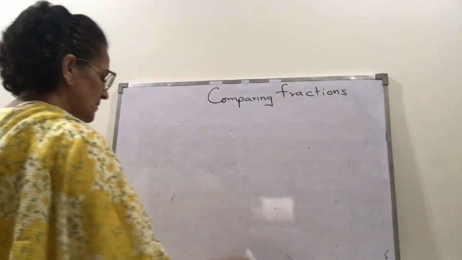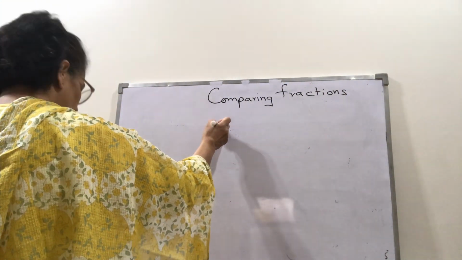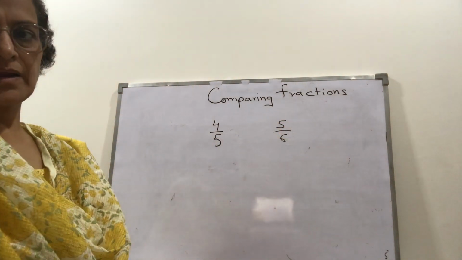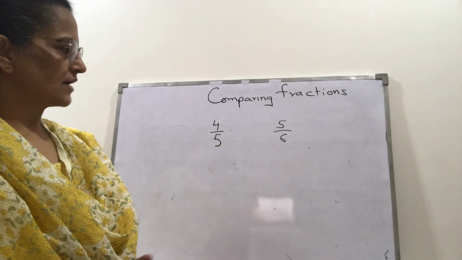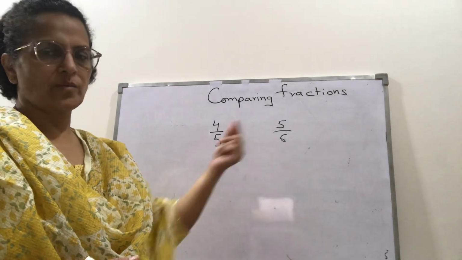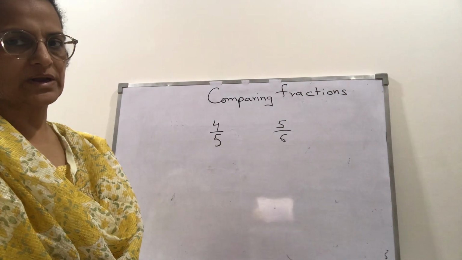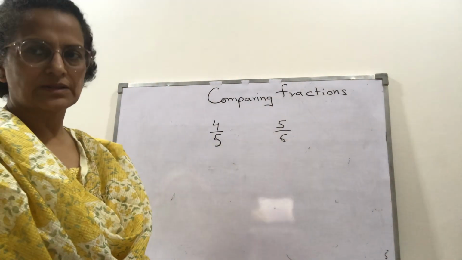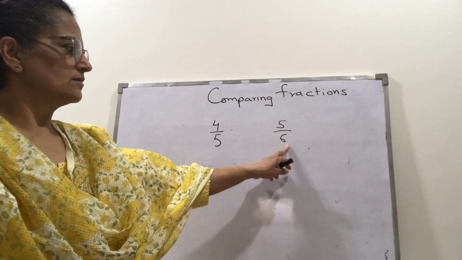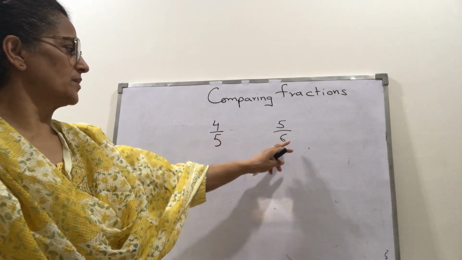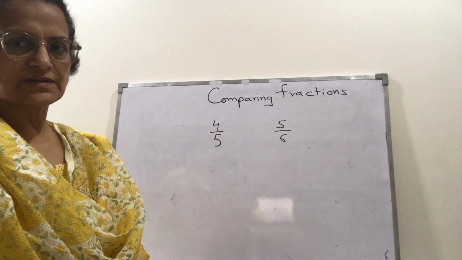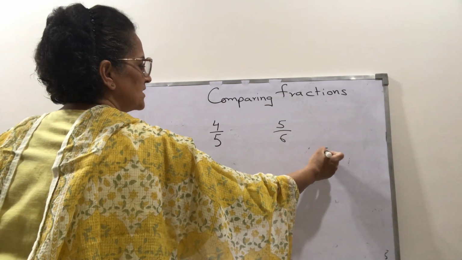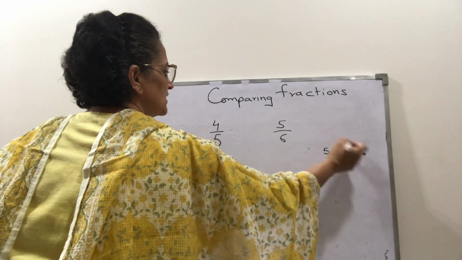Let's do another way. Now if my fractions are 4 by 5 and 5 by 6, right? So this is another way of comparing the fractions. You can make the denominators same. Now 5 and 6 LCM will be 30. There is common factor 1. The consecutive numbers are co-prime. So here the common factor is 1. So let's make the denominator same. Now my LCM is 5 into 6, 30.